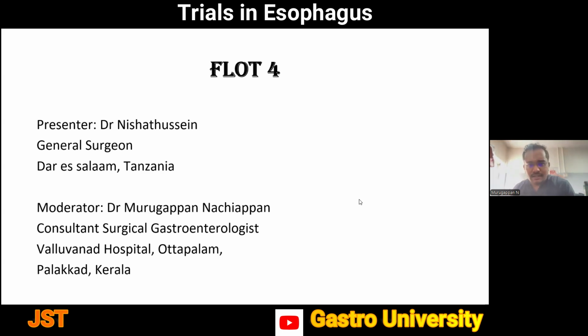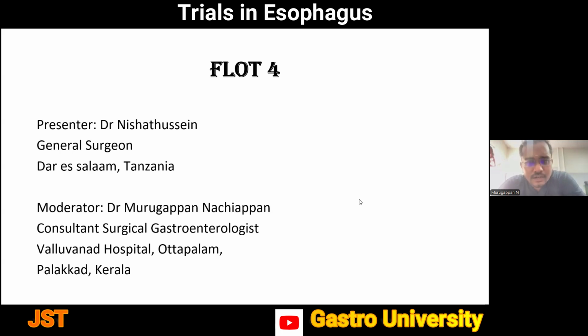The second landmark trial, which we should all know about, is the CROSS trial, which was in 2012 from the Netherlands, which looked at the use of radiotherapy in the management of these tumors. Again, it included both adenocarcinomas and squamous cell carcinomas of the esophagus. The majority were adenocarcinomas, around 70%. This trial showed that the use of radiation in these cancers resulted in a pathological complete response to the tune of 30%.